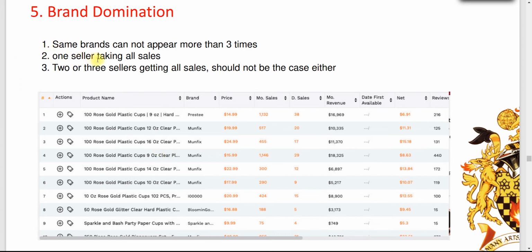And one seller taking all sales is also dominancy. I have explained before, if one seller is taking the whole revenue chunk and all of the sales, it's a domination. 2 or 3 sellers getting all sales should not be the case either, right? If 2-3 sellers are taking out all of the revenue chunk or the sales from the specific niche, it's also a red alert.